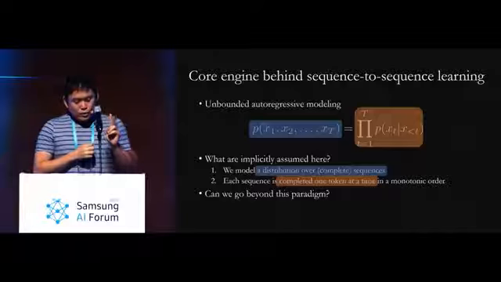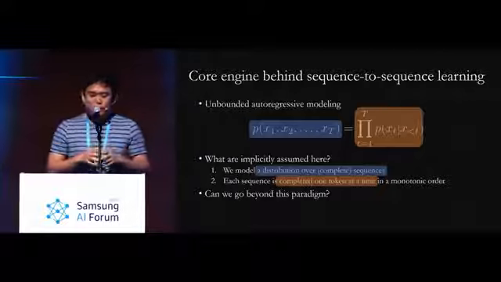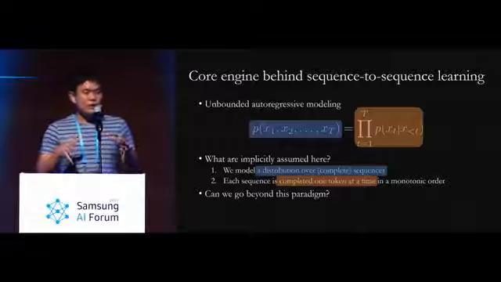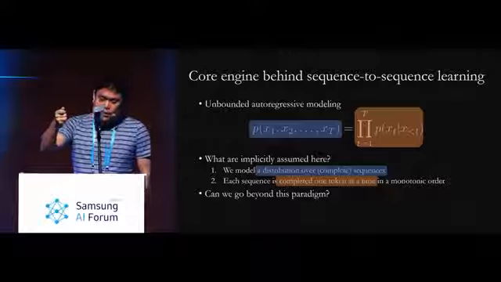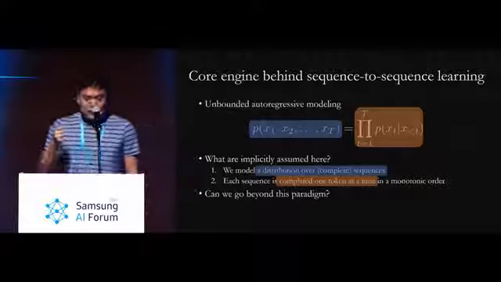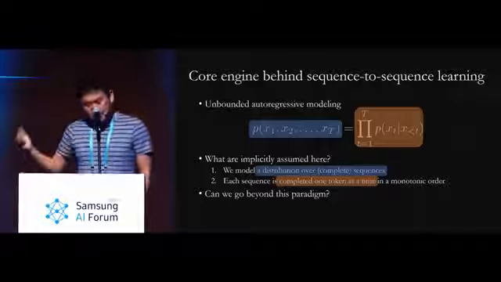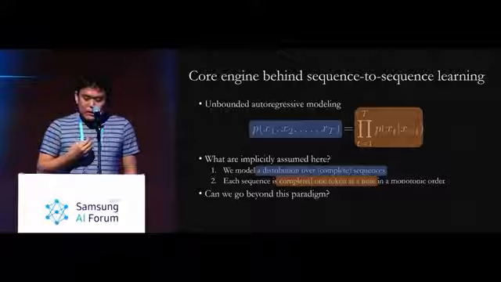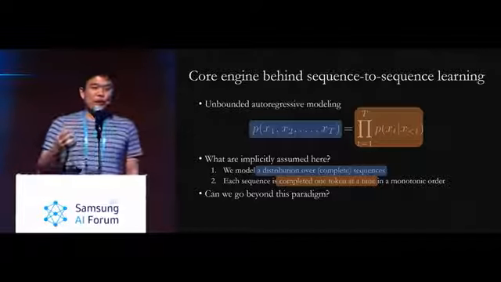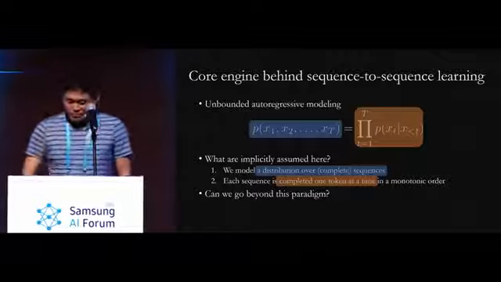And then there are two things that have been implicitly assumed here. First is that we are trying to model a distribution over complete sequences. That is, we want our model to see a complete sequence and then give a single score to the sequence. And the second thing is that all these sequences were somehow created in the background, one token at a time, in a monotonic fixed order. And then the question here is, can we actually go beyond this paradigm and try something more fun?